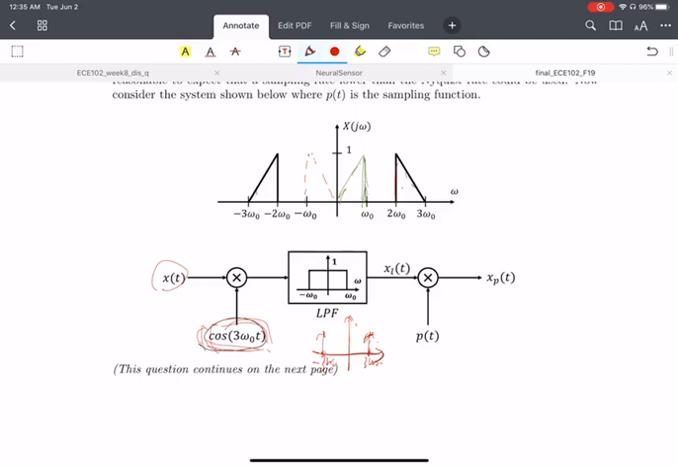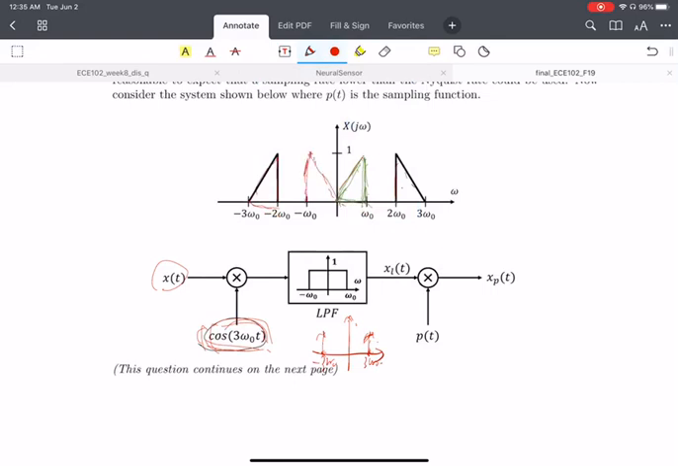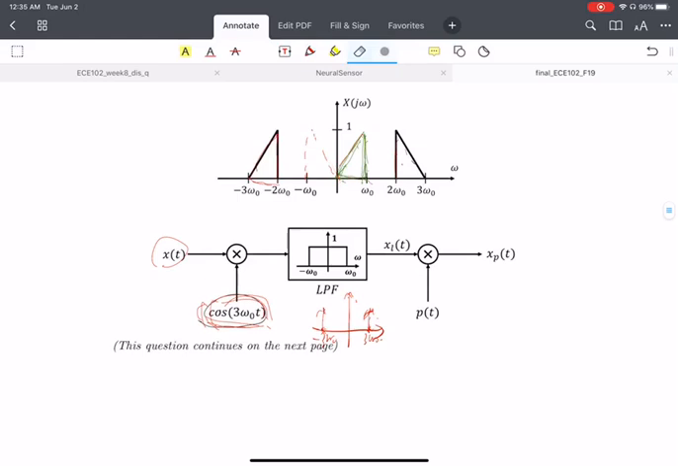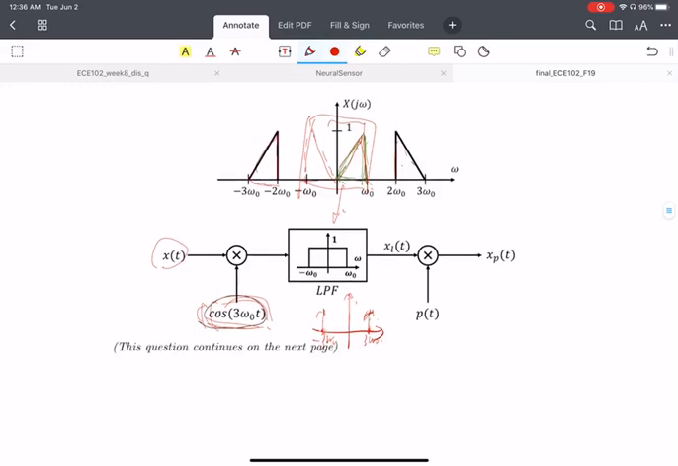So this is frequency, and here we found that this part, I mean the left triangle, will be shifted to the green triangle, and the red part of the frequency triangle will be shifted to the red part here. And then when it goes through the low pass filter, only this part will be left, and then when it is sampled with the impulse chain, it means that it will be shifted again.